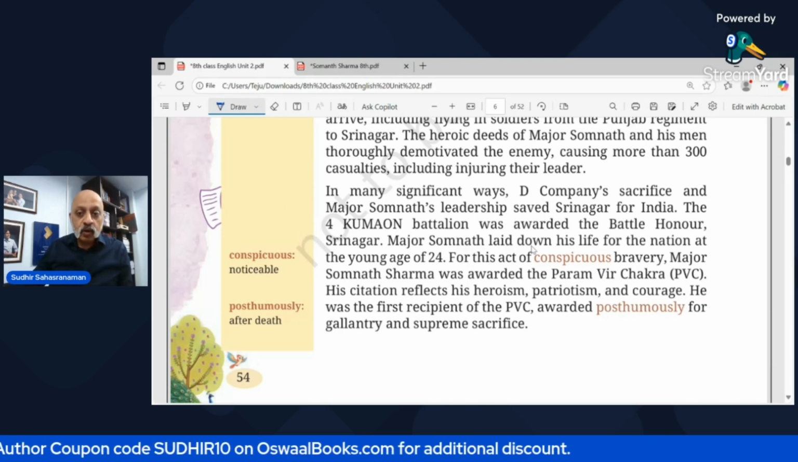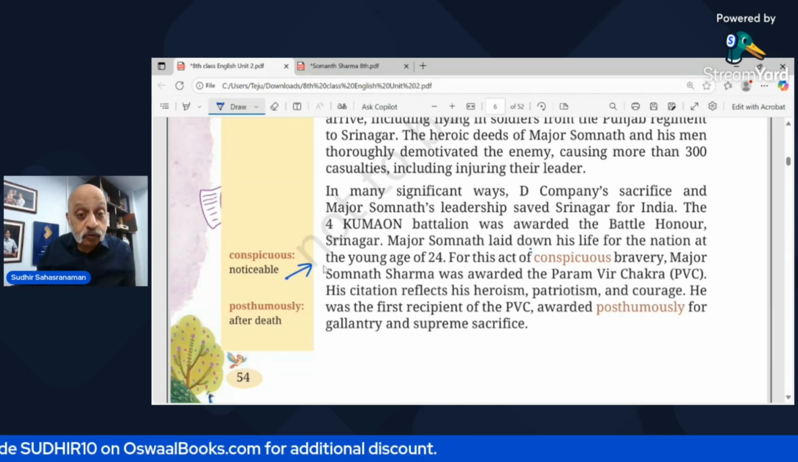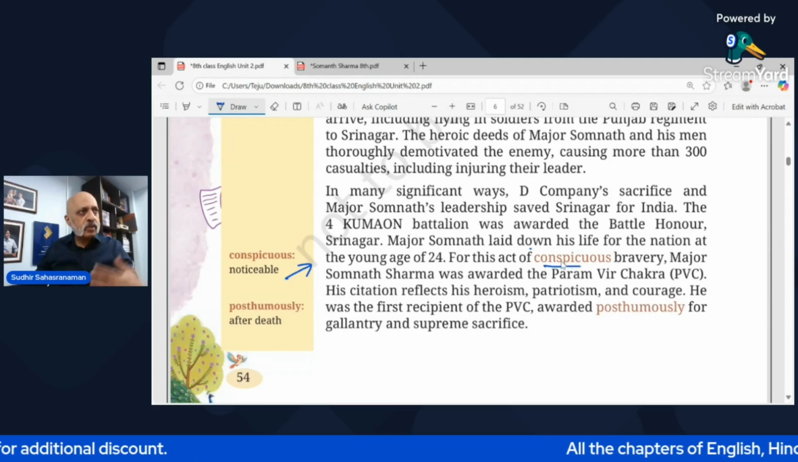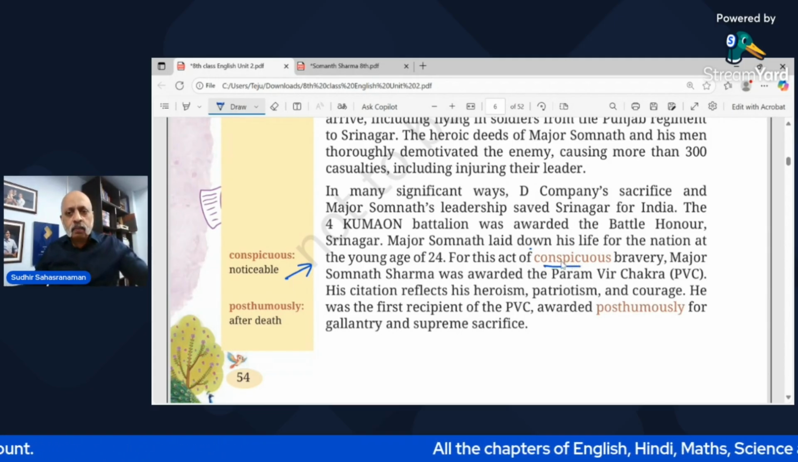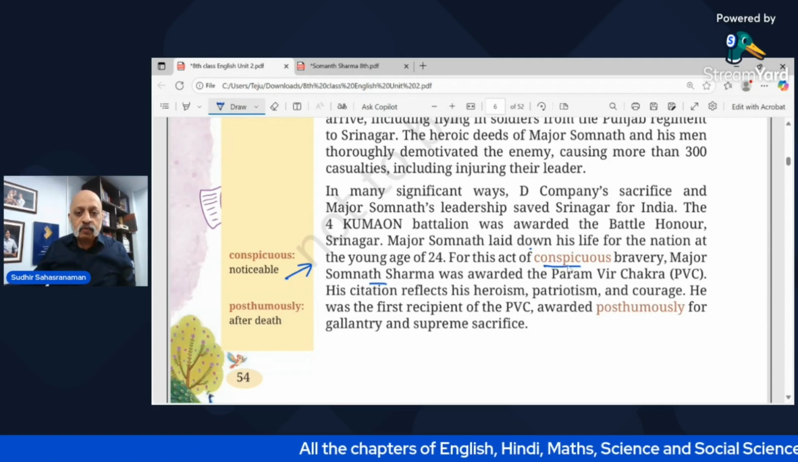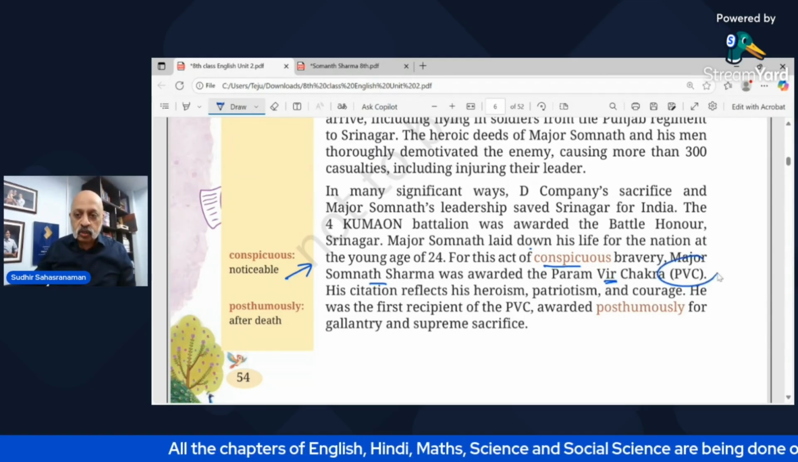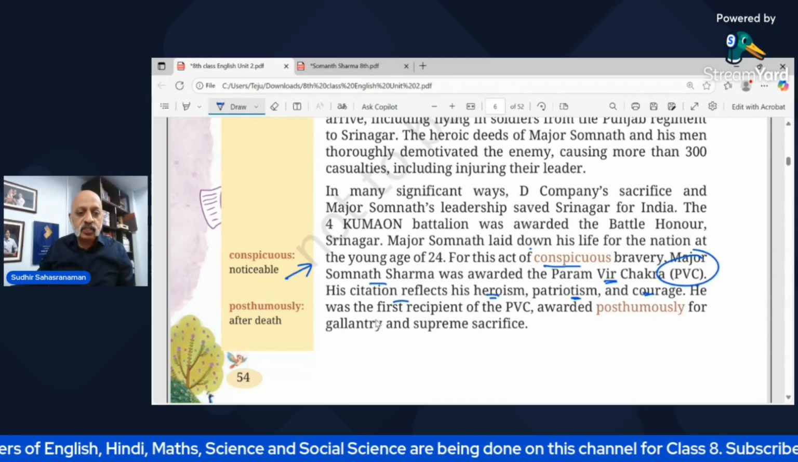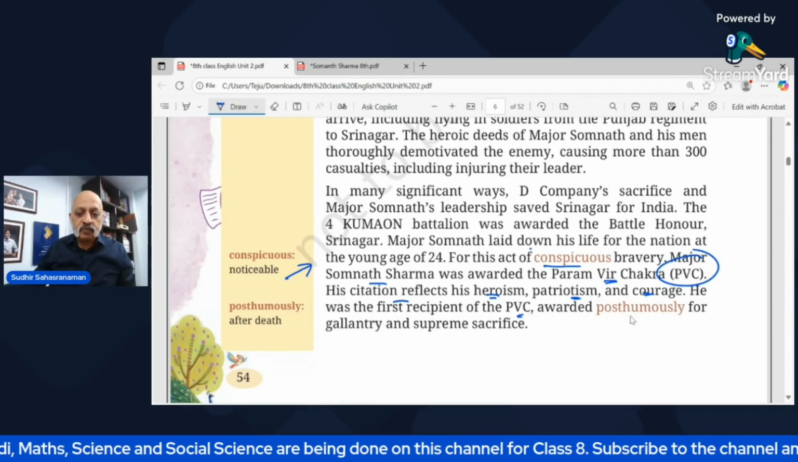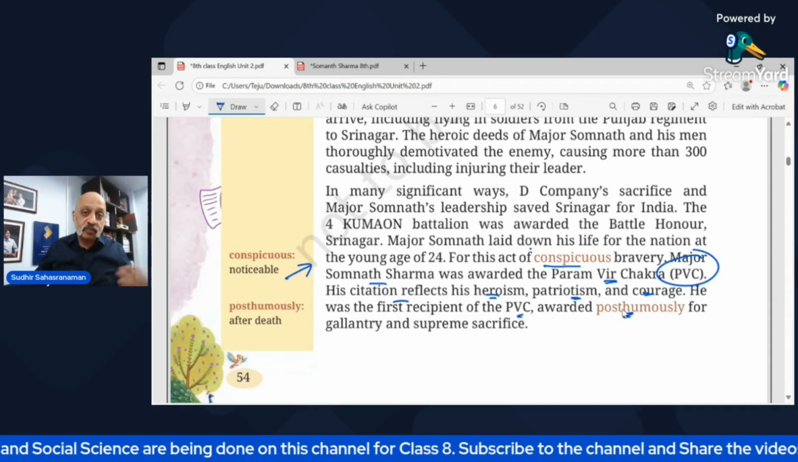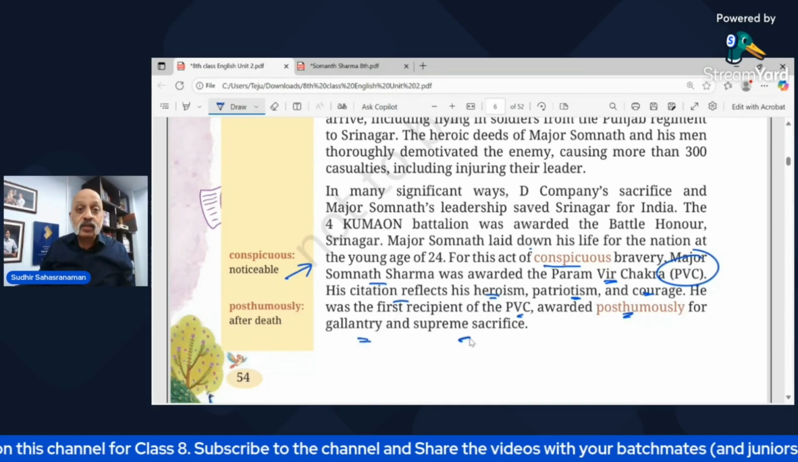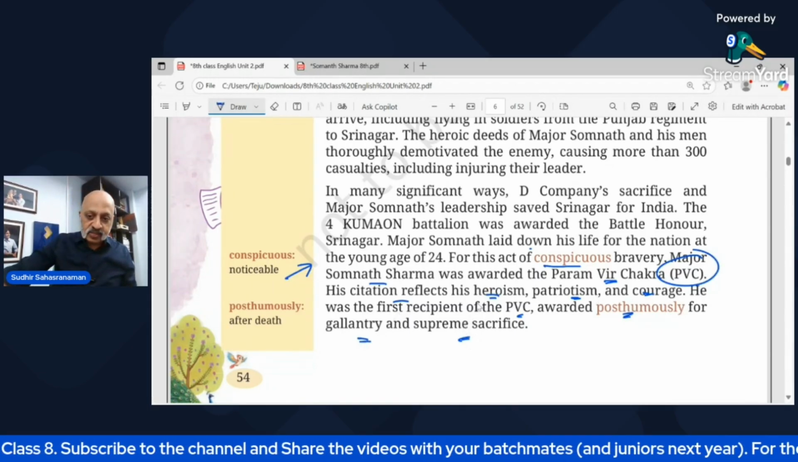Major Somnath laid down his life for the nation at the young age of 24, and for this act of conspicuous bravery, it's noticeable, you can make out what a brave man, Major Somnath Sharma was awarded the Paramveer Chakra, which is called the PVC. His citation reflects his heroism, patriotism, and courage. He was the first recipient of the Paramveer Chakra, awarded posthumously, meaning after his death. It would have been given to his parents for gallantry and supreme sacrifice.